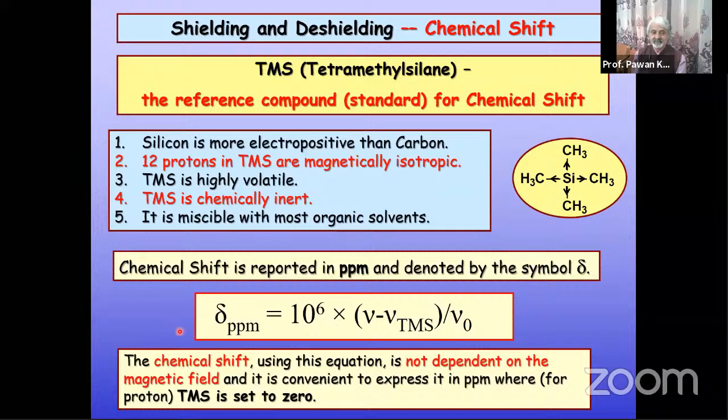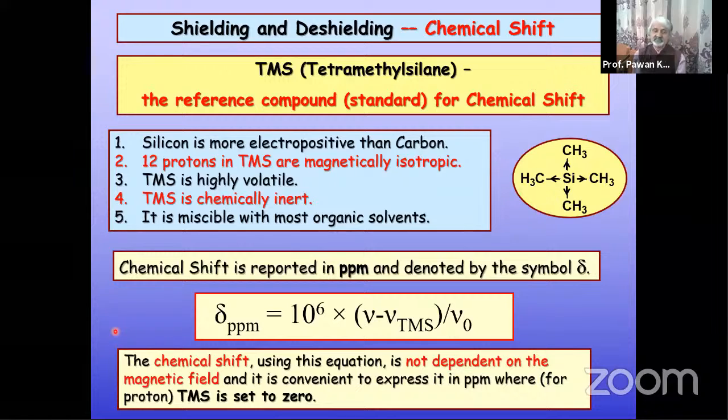And delta in ppm is equal to 10 to the power 6 into nu minus nu TMS divided by nu 0. So nu is the frequency of the sample nuclei, nu TMS is that of the TMS, and nu 0 is the operating frequency of the machine.